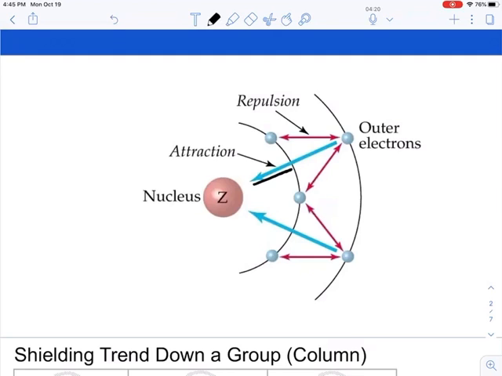But because of shielding, this outer electron is actually repelled by other core electrons. So there are 3 core electrons shown here, which are all repelling my 2 outer electrons, which are shown. And that means that these outer electrons feel the force of the nucleus less and are pushed a little bit away from the nucleus.